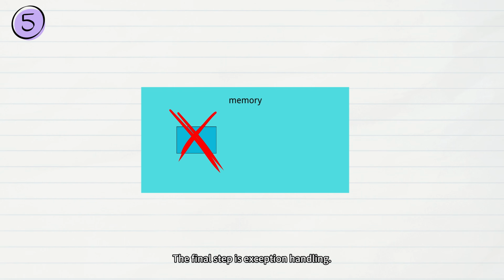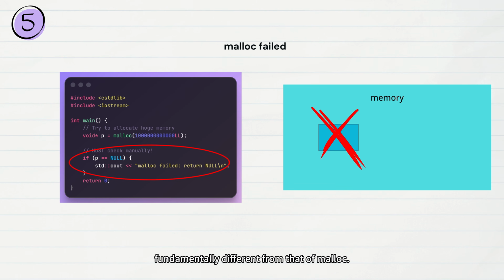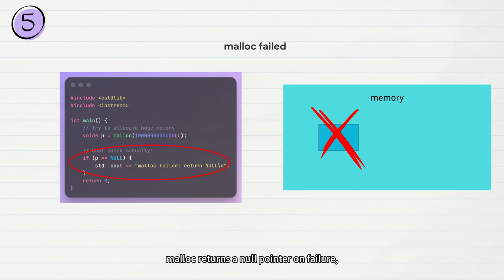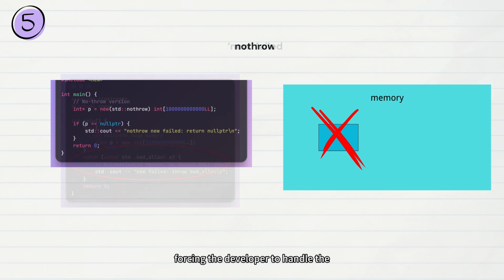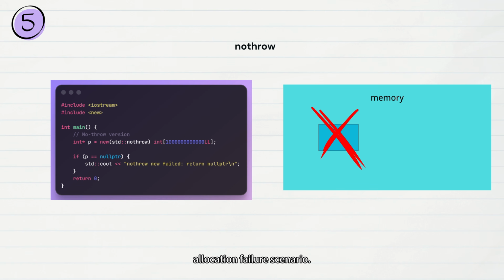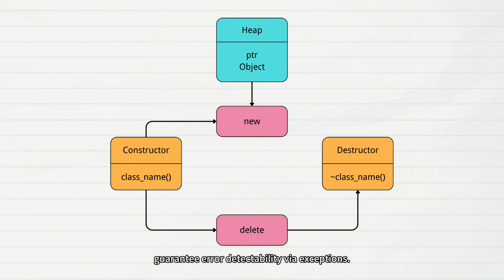The final step is exception handling. When memory allocation fails, the default behavior of the new expression is fundamentally different from that of malloc. Malloc returns a null pointer on failure, requiring the developer to manually check. The default behavior of new is to throw a std::bad_alloc exception, or a derived exception, forcing the developer to handle the allocation failure scenario. If you need to avoid exceptions, you can use the no-throw version. In that case, allocation failure returns a null pointer, but that is a special case. The standard behavior of new is to guarantee error detectability via exceptions.